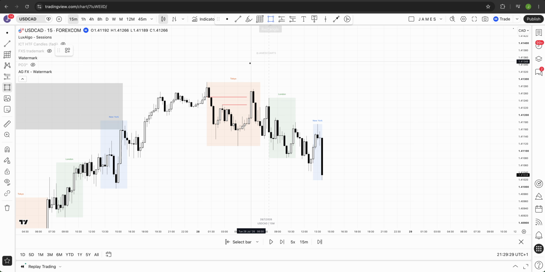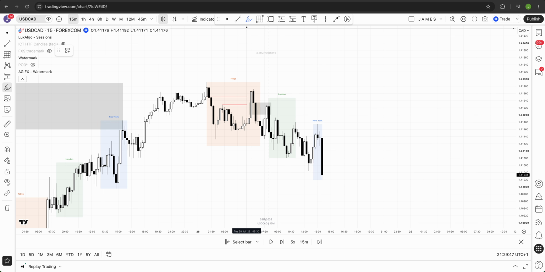So we've also got an entry model 3 that I teach, which is basically an inverse FVG. So we've got a bullish FVG here. We close below it here. So we've failed it. So we've inverted. So we're expecting price to then retap and retest back into it and then trade lower.